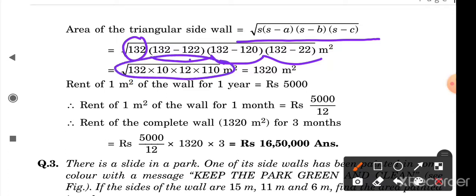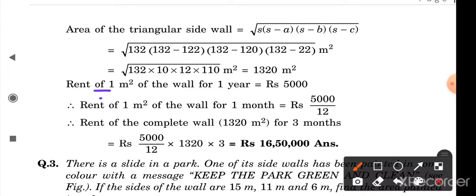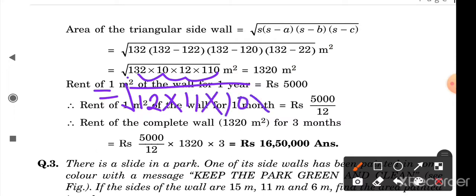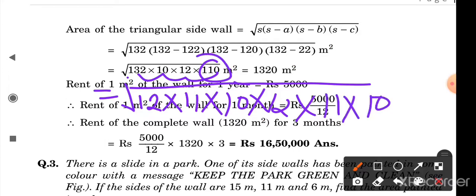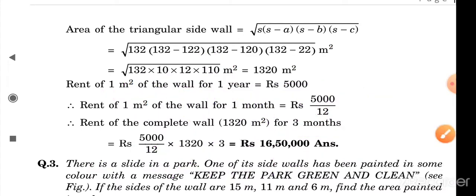You will subtract it. But one thing I want to explain to you: if you have to find out the value of this, don't multiply all these numbers. You can just break it like that. 132 can be broken like 12 into 11, into 10 into 12 into, you can see that we can break the 110 as 11 into 10. Now you can take in pairs: 10 10, 11 11 and 12 12. So you can write it like that, 12 into 11 into 10, and the answer is coming 1320 meter square, as you have found out.